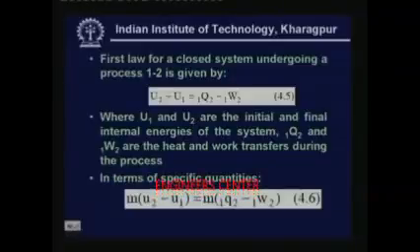So, this is the first law of thermodynamics for a closed system undergoing a process. The same equation can be written in terms of specific quantities. For example, all that we have to do here is separate out the mass. That means the total internal energy U2 can be written as mass times specific internal energy u2. Similarly, the total internal energy U1 can be written as mass times specific internal energy u1. So, equation 4.5 can be written as m times (u2 minus u1) is equal to m times (1q2 minus 1w2), where 1q2 and 1w2 are the specific heat transfer and work transfer.